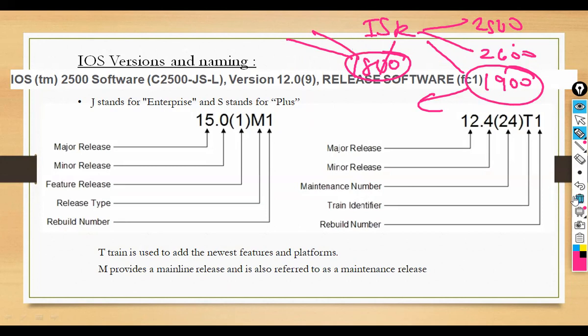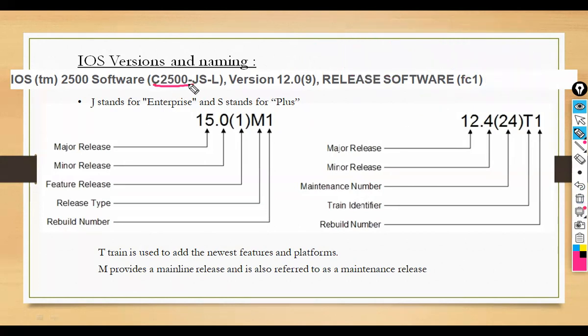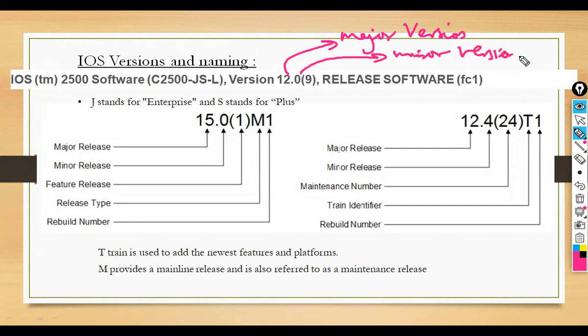Now here, C2500 means it's a Cisco 2500 series router. And then you can see the version here. This is the major version of iOS. And this is the minor version of iOS. And this is, say, the feature release.